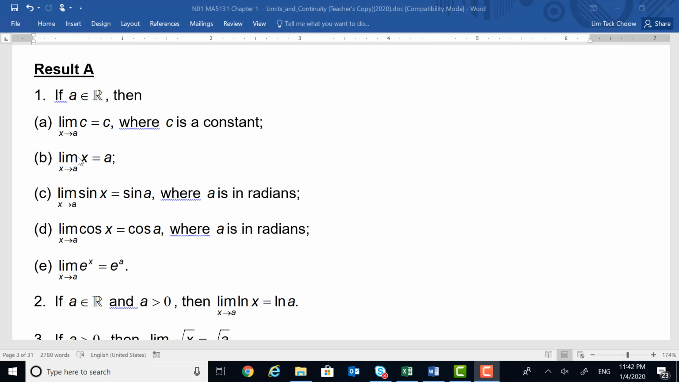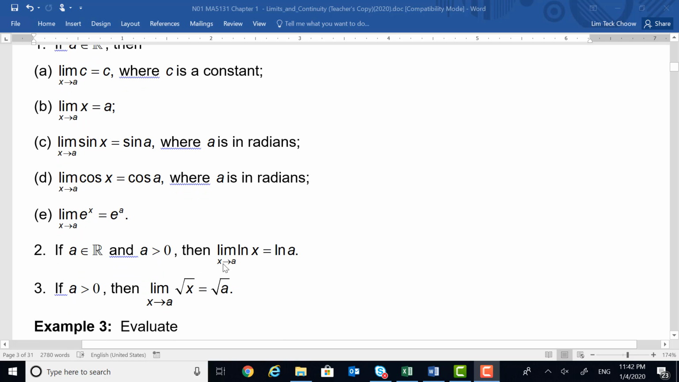Next, if your function is just x, then the limit as x approaches A is just A. Obvious, right? Because imagine if x is very, very close to 5, obviously this number will be very close to 5. So if x approaches A or goes very close to A, this number x will be as good as A. And then in the case of sine x, cos x, and the exponential e to the x, you'll find that these three statements can be used without proof. These are so-called basic results. You can just use them without proof.